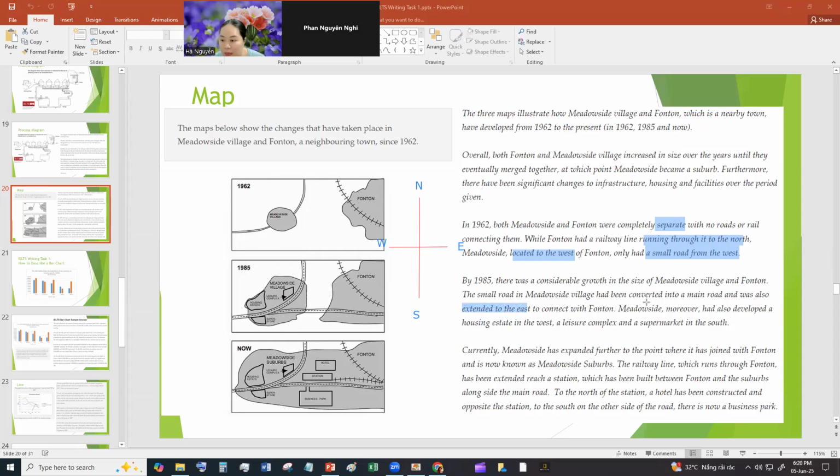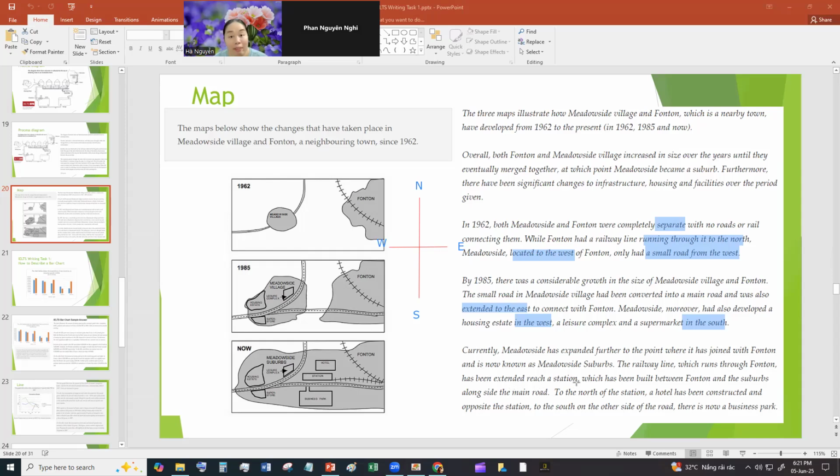Extended to the east, a housing estate in the west, in the south. So yes, once again you asked, there is no compass. So what should you do? If there is no compass, the default compass will be this, okay? North on the upper side, south on the lower side, east on the right side, and west on the left side, okay? Does that answer your question? Yes, it does. Thank you very much.